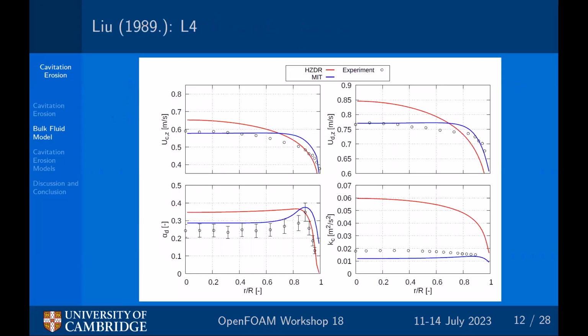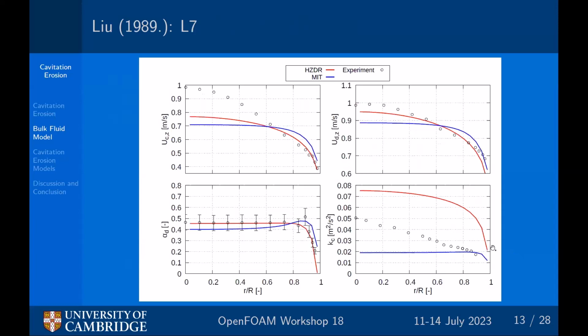So starting off with the first database, dots are experiments. Red line is HZDR, blue line is MIT. At the top, you have your continuous and dispersed velocities, and at the bottom, your phase fractions and your turbulent kinetic energy. So just briefly going through these slides, you can see that the blue line matches the results better, especially this curvature and the amount of turbulent kinetic energy.